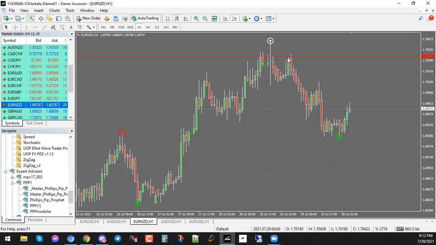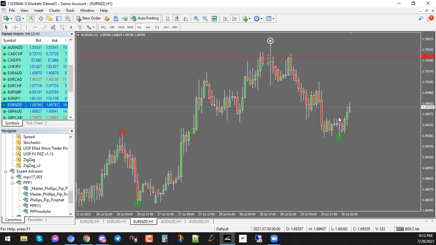Okay. So we got this resistance, we can jump in here and we can just simply sell and hold on to the trade until we get a green dot. This green dot is basically telling me that price is potentially looking to go to the upside. It's either going to be a correction or it's going to be a reversal.